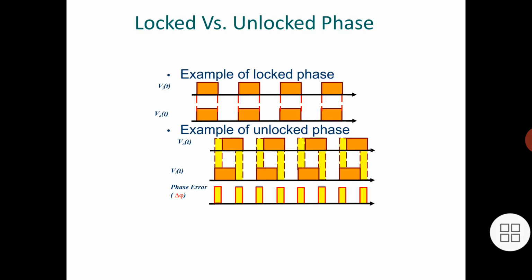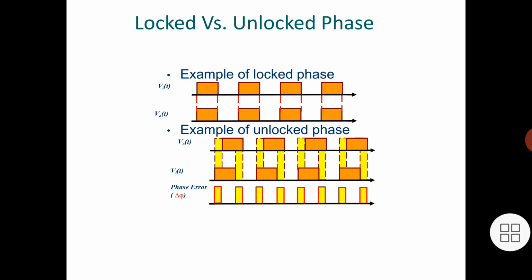And let us see the difference between locked phase and unlocked phase. Our topic is PLL, that is phase locked loop. Then what do you mean by locked and unlocked phase? See the first example. Here the first example shows both the signals Vi of t and V0 of t are in same phase. And the second example shows there is a phase error between these two signals Vi of t and V0 of t. The phase error is represented by delta phi. So the second example is called the unlocked phase.